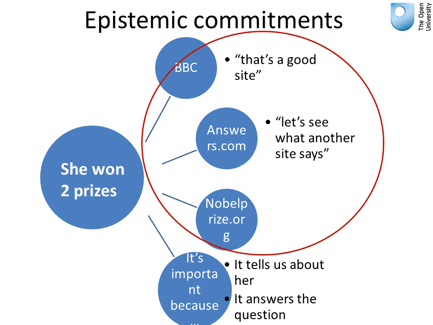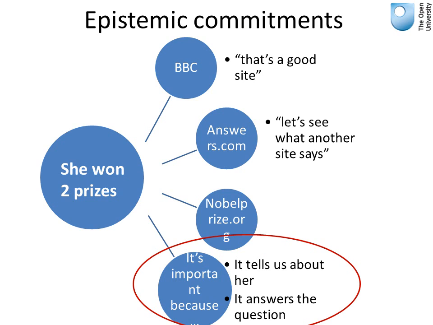And we could see that they actually said things about these sources. So they said, you know, that's a good site. The BBC was seen as very authoritative. Answers by some groups was seen as authoritative and others not so much. We could also see that they took that information and they tried to explain why this was important in the particular context. Why was it important to the question? So it tells us about her. It answers the question. Slightly different responses there.